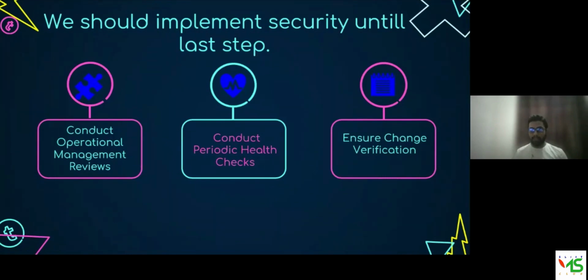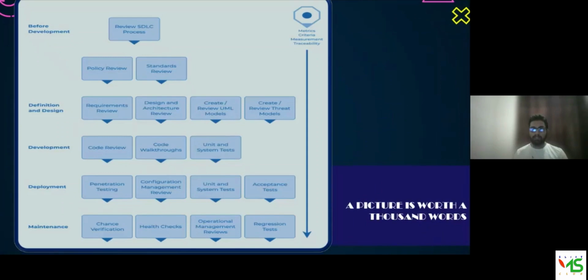As the last step of the last phase, we need to ensure change verification. It's vital that any change made is checked to ensure that the level of security has not been affected by the change. This should be integrated into the change management process. I have provided the typical secure software development lifecycle. All I explained before is in this one picture. Just observe and get some idea.